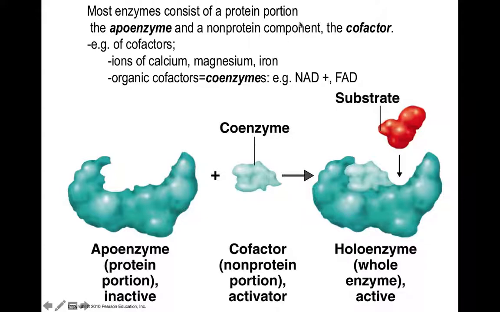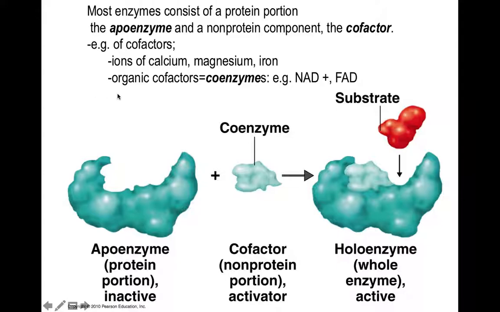Many enzymes require, we could call them enzyme helpers, or the fancy term, enzyme cofactors. And some cofactors are ions, for example, ions of calcium, magnesium, and iron. If the specific ions aren't present, the enzyme can't function properly.